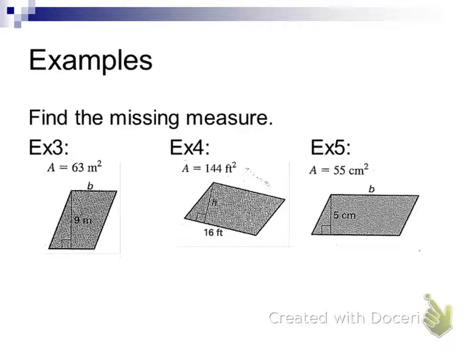Alright, so we are still using that same formula from earlier. Area equals the base times the height. The only difference is now you're given the area and you're missing one of the other segments. So either you don't know the base or you don't know the height.